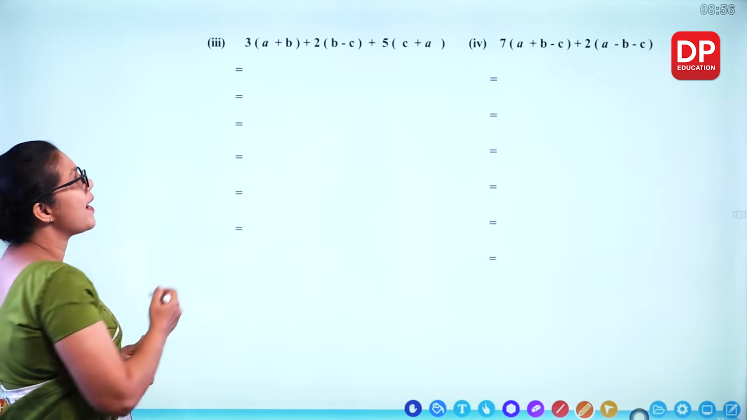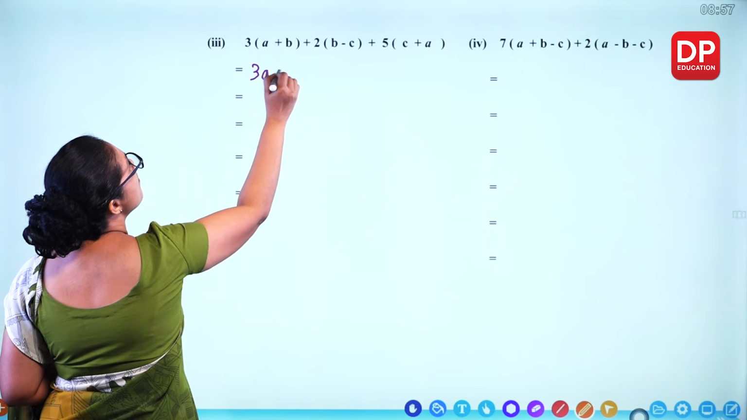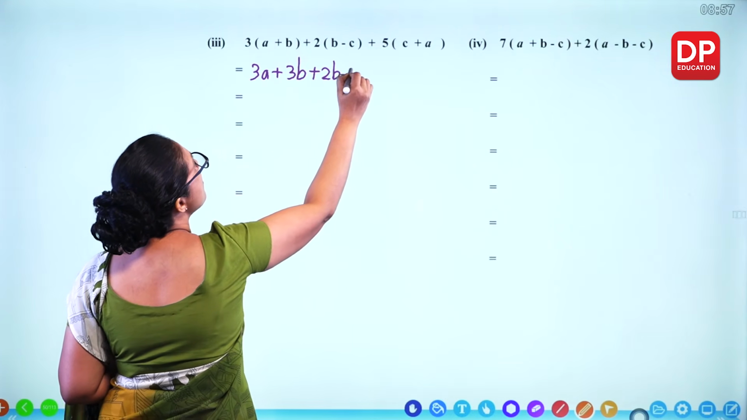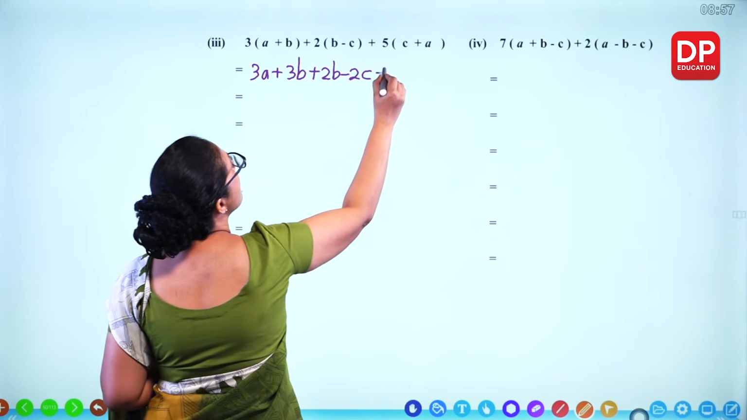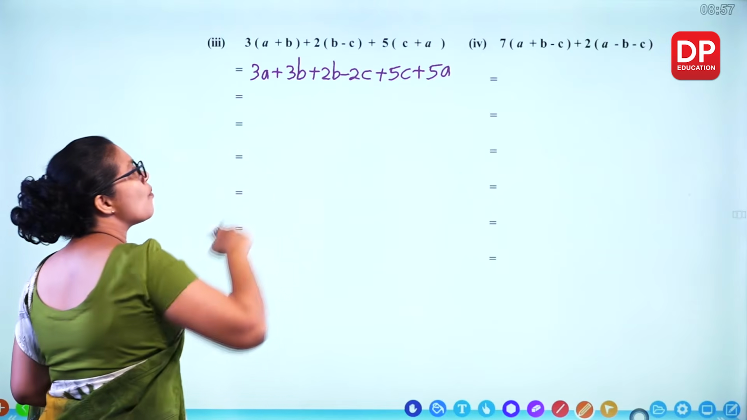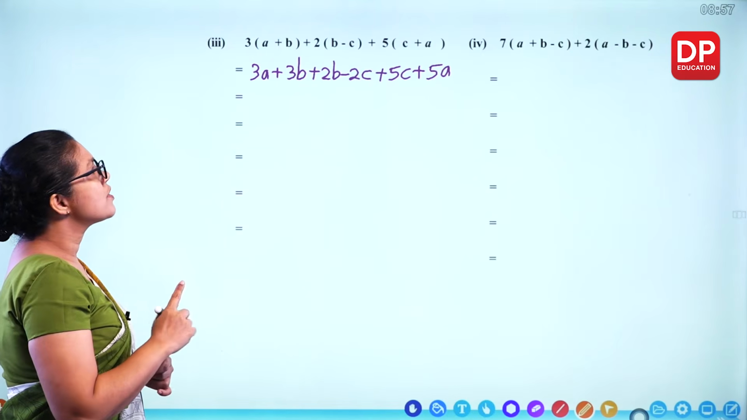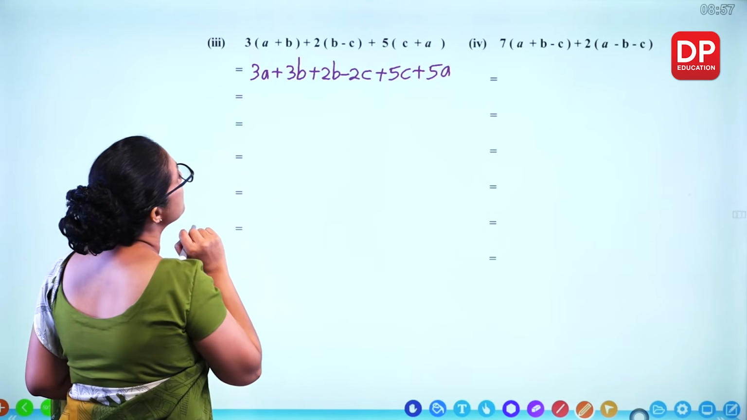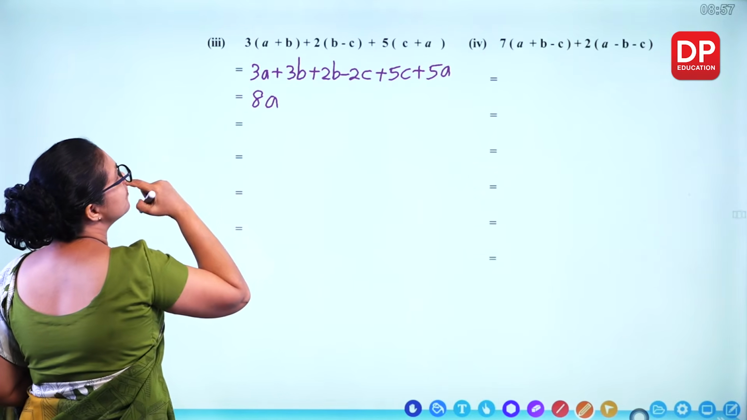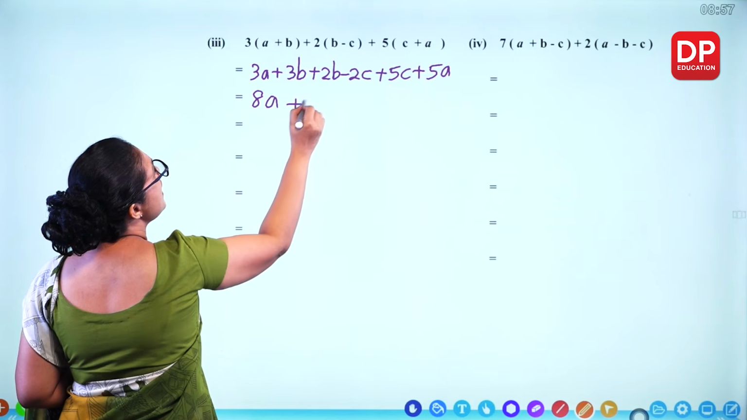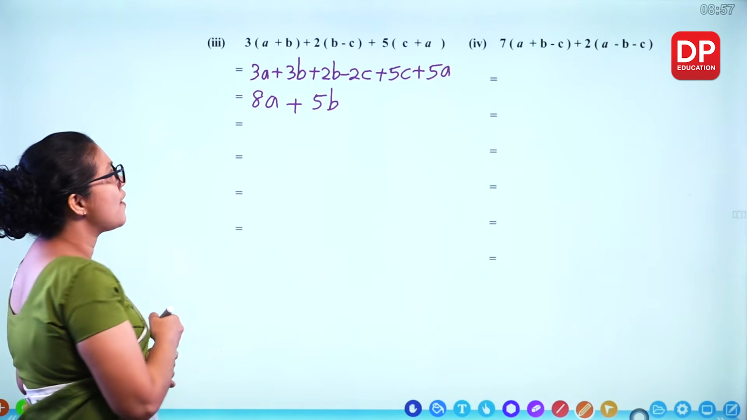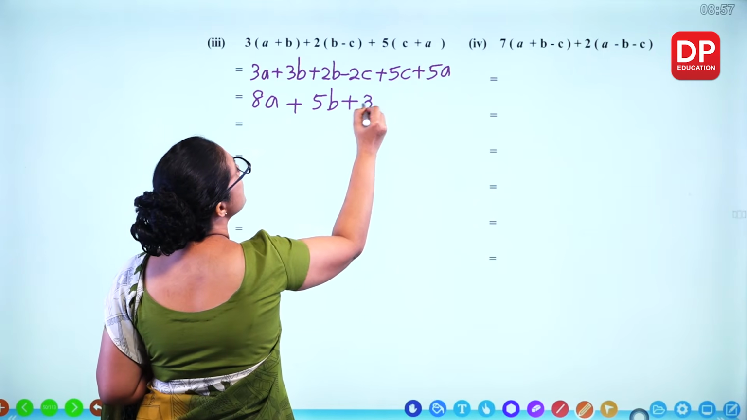This one, first open brackets, 3a plus 3b. Here 2b and minus 2c. 5c, 5a. So each one you have to multiply by the outside number. Now like terms. 3a and 5a, 8a. 3b and plus 2b, 5b. Minus 2c and plus 5c plus 3c.